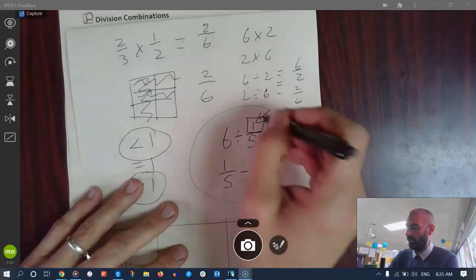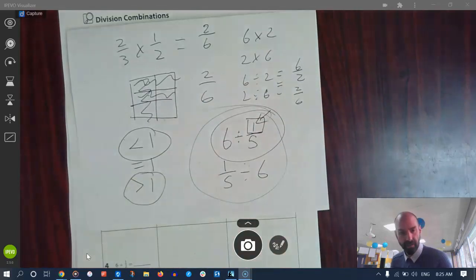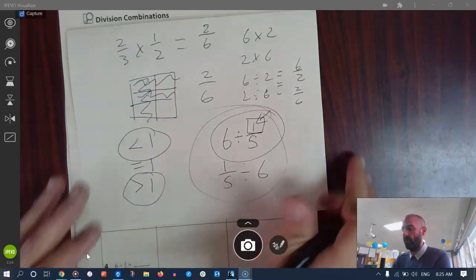And today we're going to be looking at this idea of taking a whole number and dividing it by a unit fraction. So buckle up. Make sure you're focused and ready.